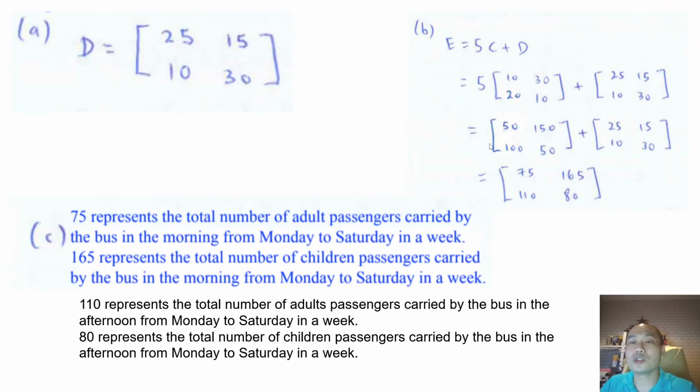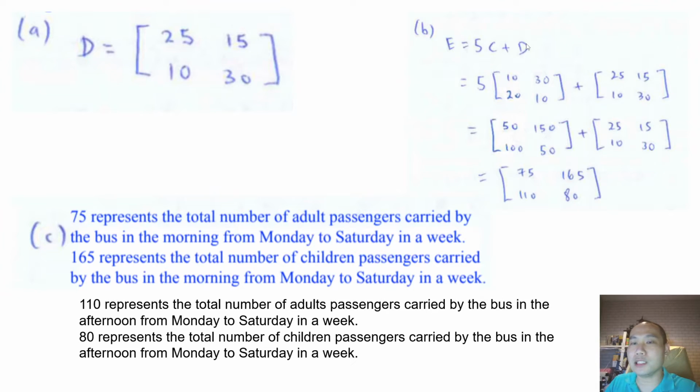Column to row. So down here, D for matrix D, this is what we have, right? 25 adults, 15 children on the morning, 10 adults, 30 children on the afternoon, right? So for part B, this time round, they say that there's a matrix E that is actually 5 times C plus D. So you have already learned how to do this. So you work this one out. This is the results. Okay.